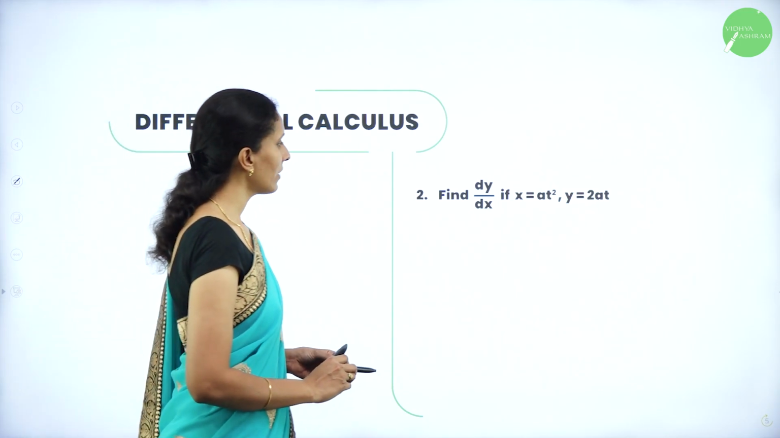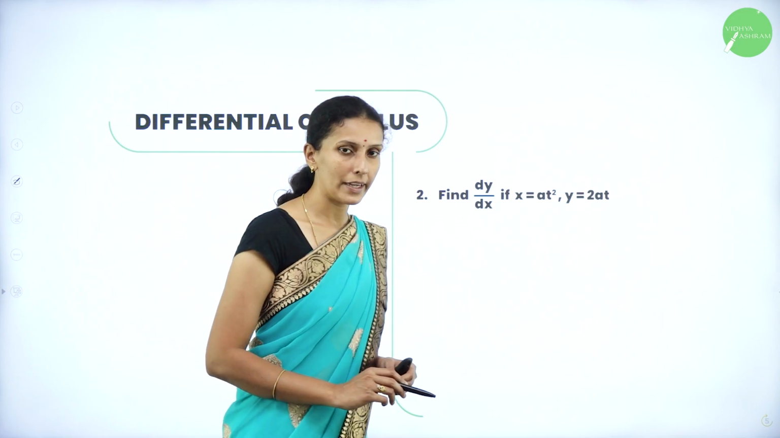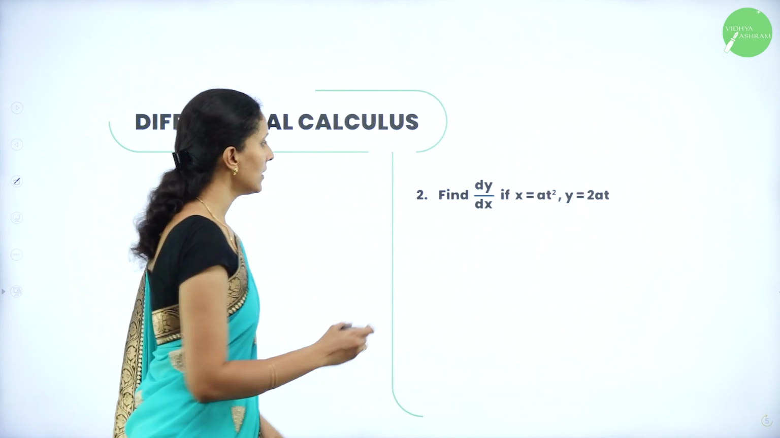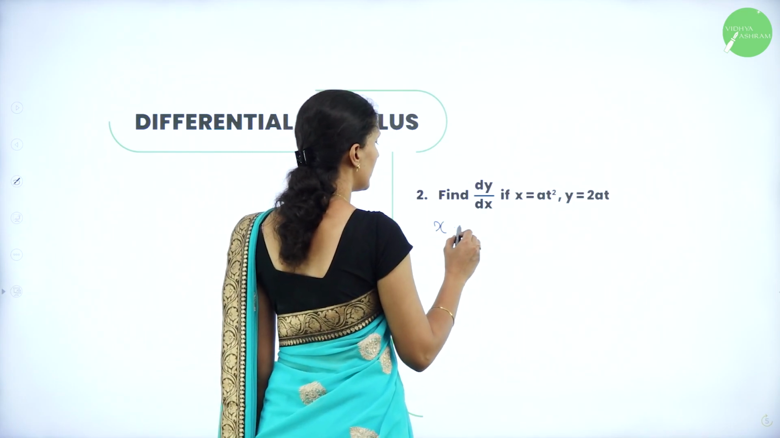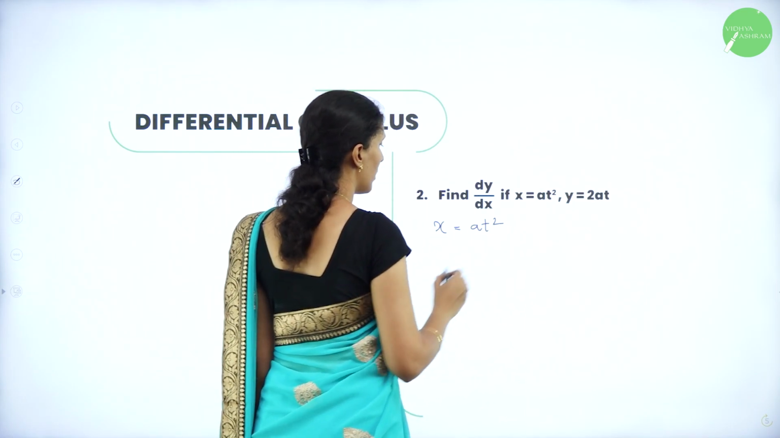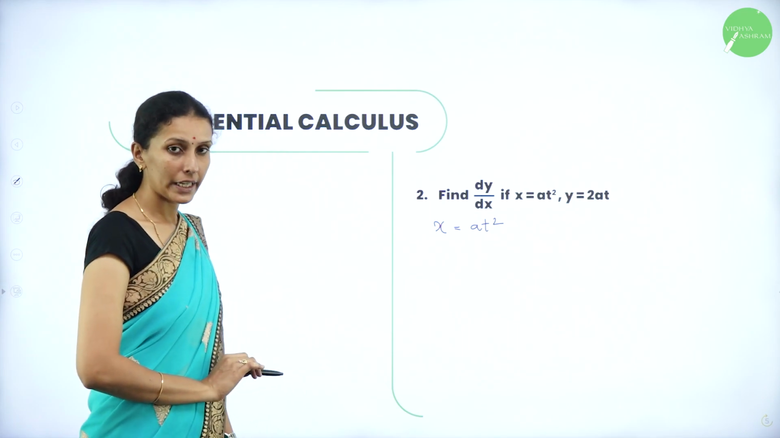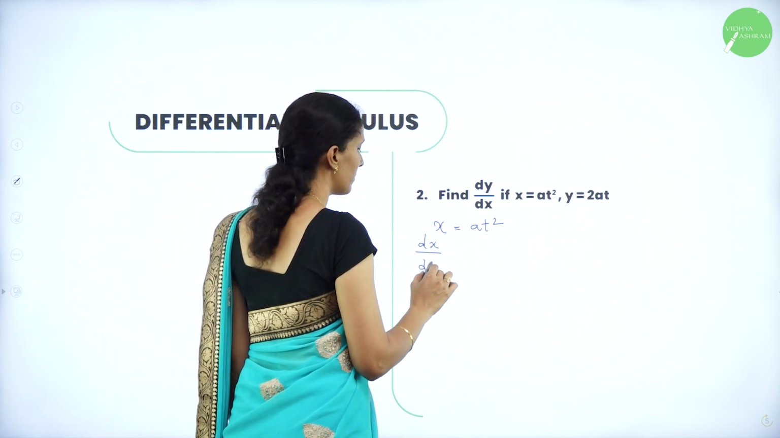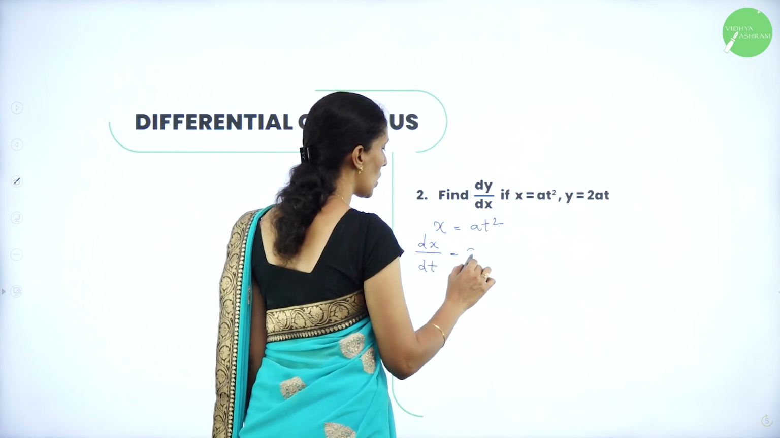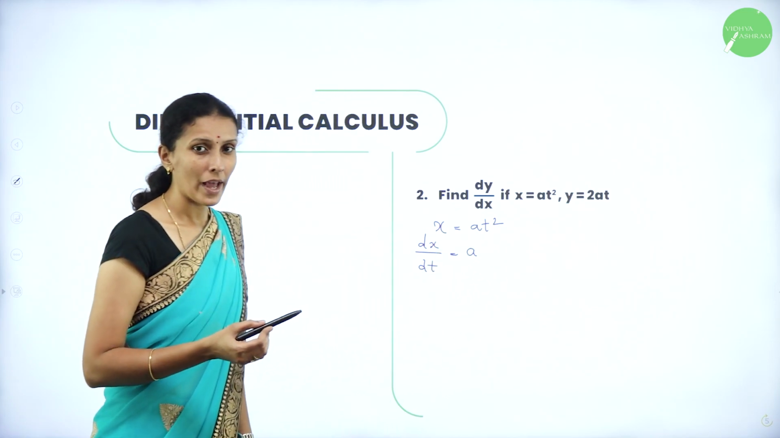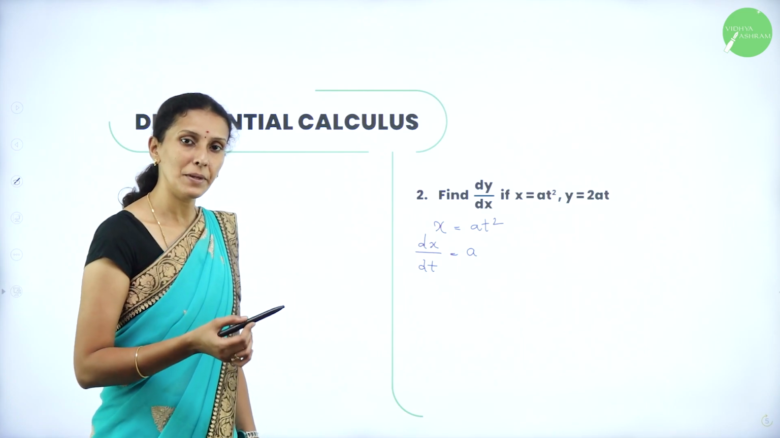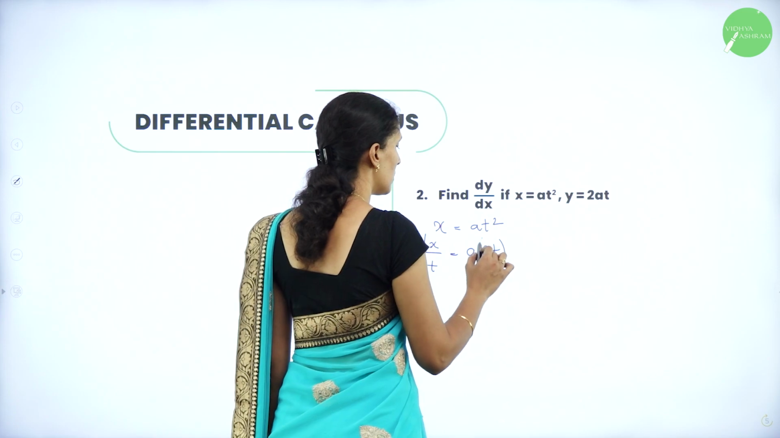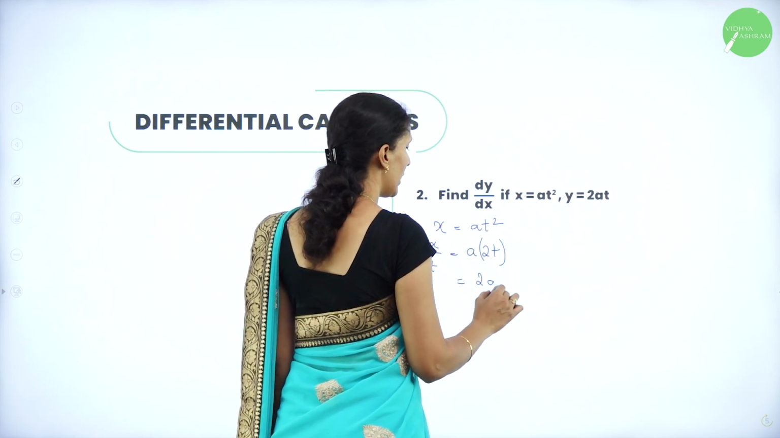Next we have find dy by dx if x is equal to at square, y is equal to 2at. So here let me take x is equal to at square. Now we have the parameter t, so we will derive with respect to t. Dx by dt is equal to a is a constant. When you have x square, you would have written 2x. Similarly, if you have t square, then it is 2t. So the answer here is 2at.